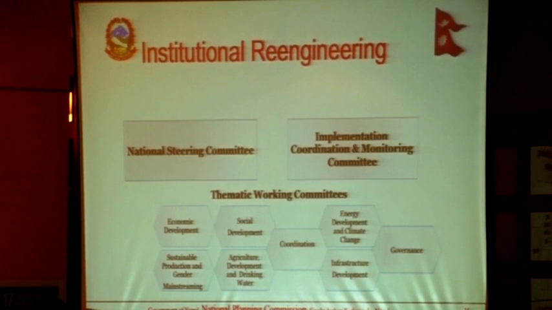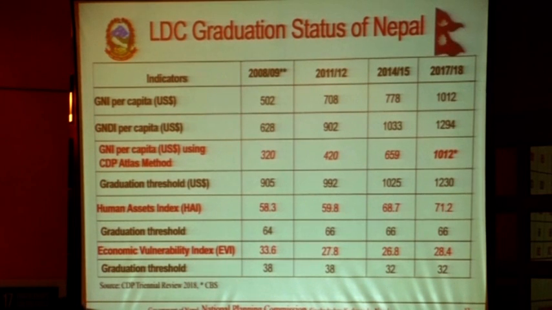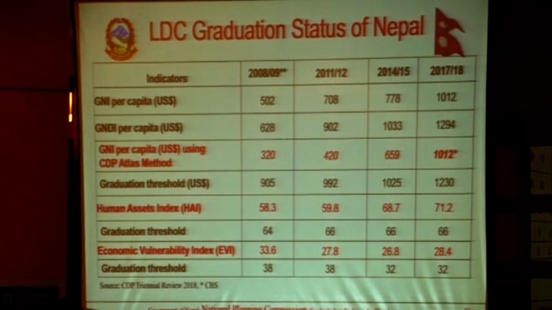The National Steering Committee is chaired by the Right Honorable Prime Minister, and the Implementation Coordination and Monitoring Committee is chaired by the Honorable Vice Chairman of the Planning Commission. There are respective thematic committees under the chairmanship of the honorable members of the National Planning Commission. All the sectors and stakeholders are on board in these thematic committees and coordination committees to implement the SDGs.